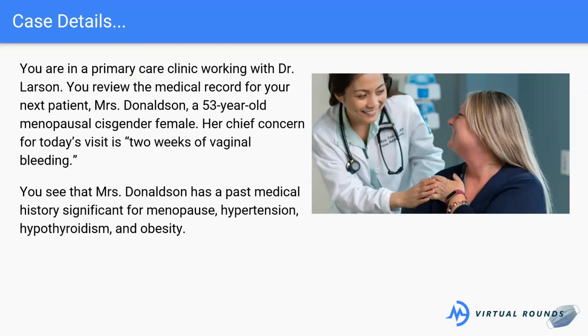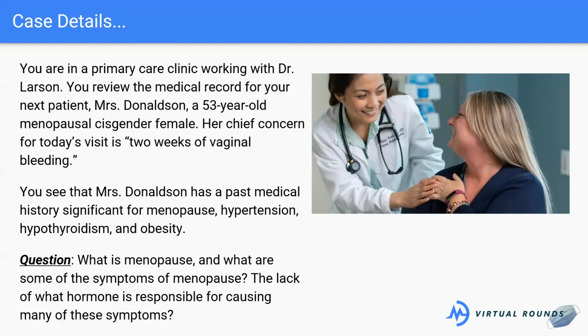What's cisgender? Yeah, so this is saying she was born as a female and she identifies as a female, like female gender. So her sex was female at birth, and then she also identifies as a woman and a female. Got it. Great question, though.